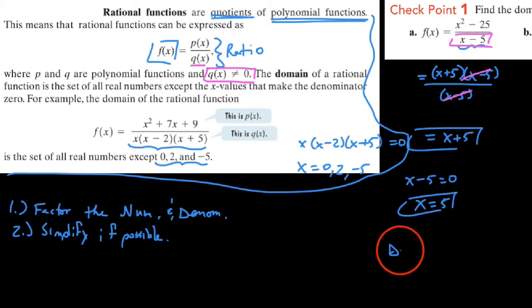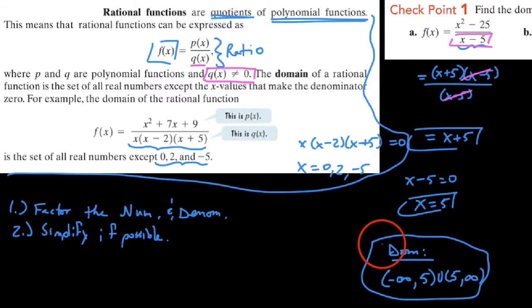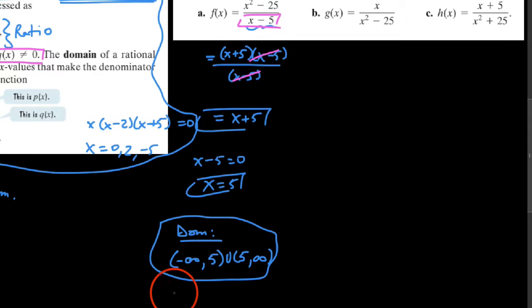So we would say that the domain of this function is negative infinity up to 5, not including 5, in union with 5 to infinity. So all real numbers except for 5, essentially. We could also write that in set builder notation as all x values such that x is not allowed to be equal to 5. All of those numbers are in our domain. So set builder and interval.